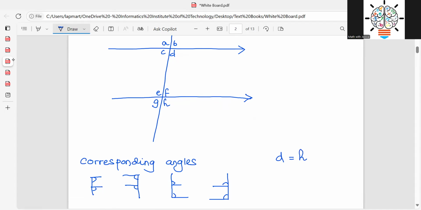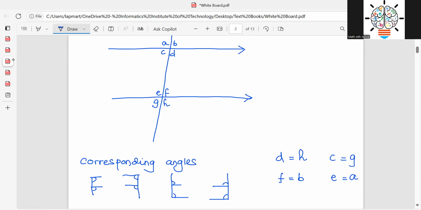And what is the other pair I can get? C is equal to G. You imagine that when I'm telling the letters, you just imagine the flat letter over there. D and H, C and G, and then E and A. Then the third one, F and B, and E equal to A. Something like this: D, H, C, G, E, A, F, B.